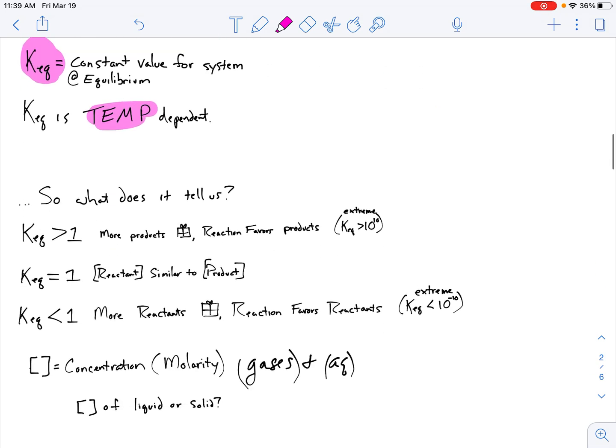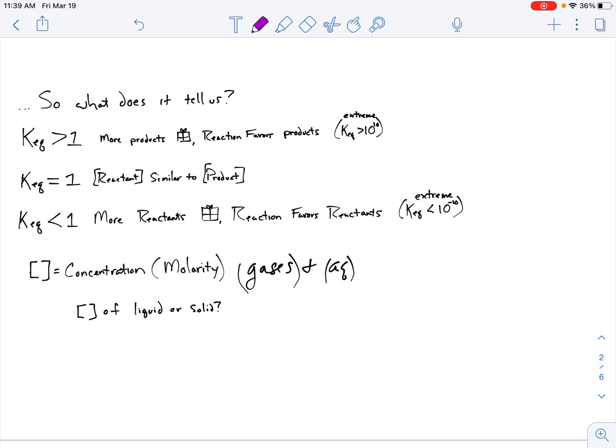Okay, well, you're probably asking, what is this KEQ? What are we doing here? Well, you're going to be calculating a value. That value is going to tell us a lot of important things. If the value is greater than 1, we're going to have more products present in our actual system.